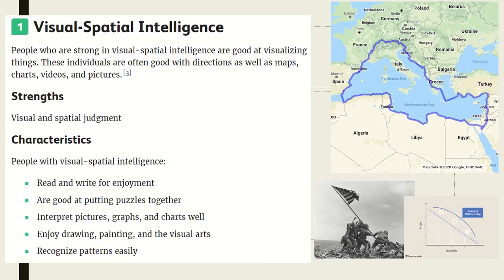People who are strong at visualizing things, maybe they look at maps, charts, videos, and pictures very well. When I'm doing my lessons for history, I try to do a lot of visual spatial intelligence type learning by having a lot of maps, analyzing maps first, rather than just giving notes, because I think having the visual lends itself to learning anyway, and strengthens the information. And as you can see, it has charts and different pictures. People with this intelligence can read and write for enjoyment, are good at putting things together, and especially interpret picture graphs and charts very well. So that's the first one.